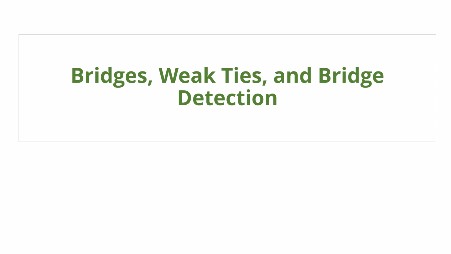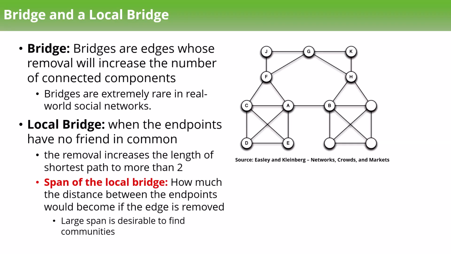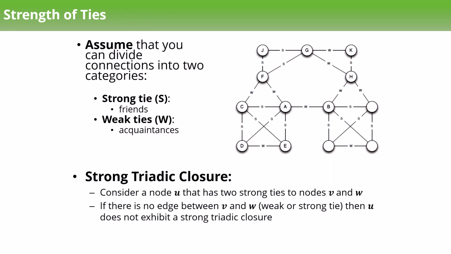directly connected. Now we have another important concept called a local bridge. When we remove a local bridge, the network may not become completely disconnected. However, the distance between the two endpoints increases. So remember, a bridge disconnects the network. A local bridge does not necessarily disconnect the network but increases the shortest path distance. This is the bridge and the local bridge. And the next one is strength of ties.